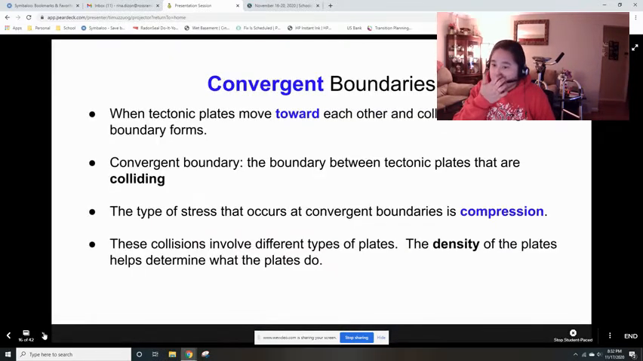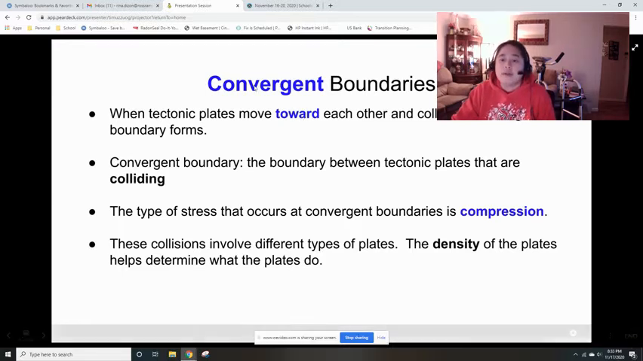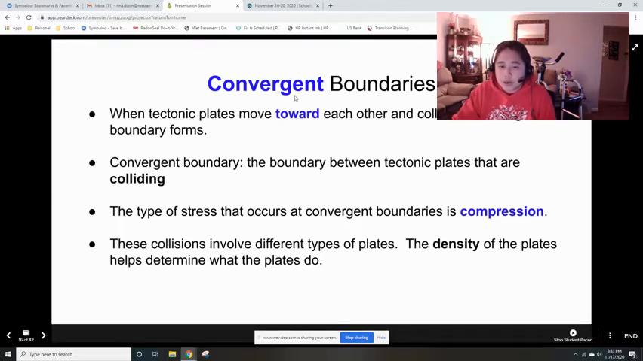So let's talk about the first type of boundary, and that's convergent boundaries. This is when the tectonic plates move toward each other. They either collide or converge. So whenever I think of this, I think of connecting, converging, colliding, anything to help you remember the word converge. So convergent boundaries is the boundary between tectonic plates that are colliding.